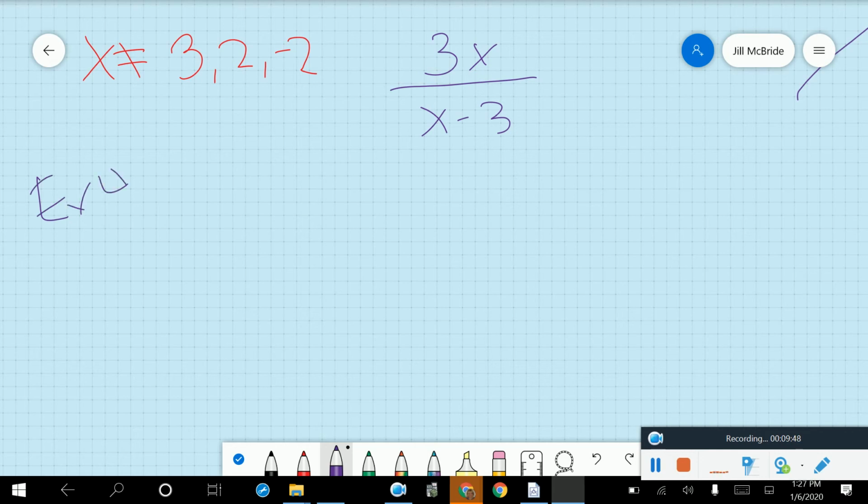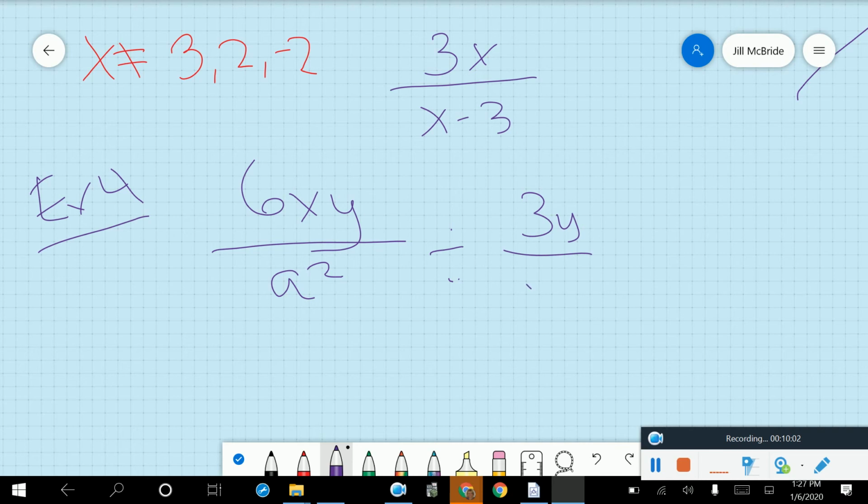Example 4. We're going to have a lot of variables here. 6y a squared divided by 3y over a cubed times x. Okay, not much to factor here, so let's talk about our restrictions. We have a bunch of variables here.